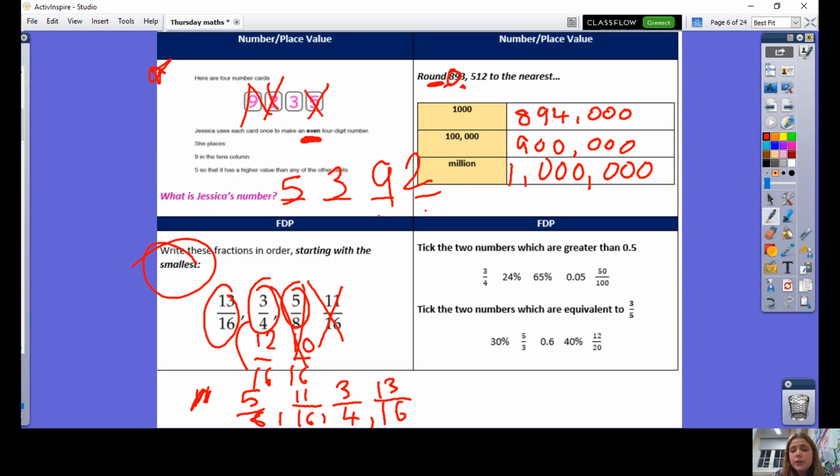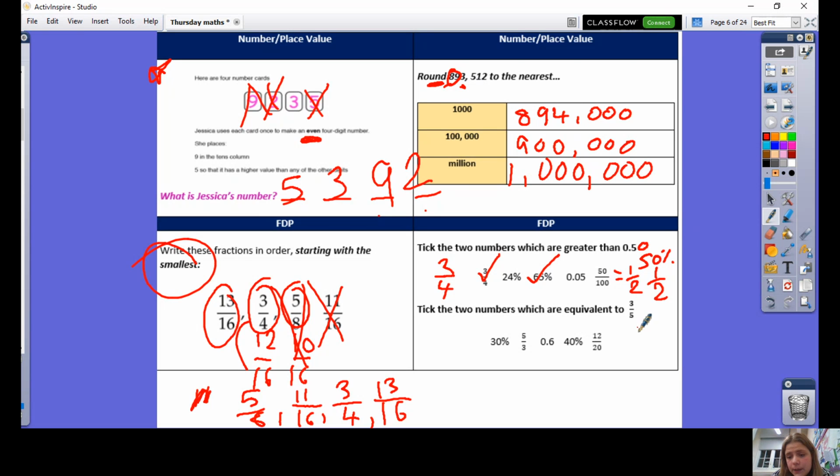Okay, tick 2 numbers that are greater than 0.5. Remember, 0.5 is the same as 0.50, it's the same as 50%, and it's the same as 1/2. So I look at these and I want to know if they're greater than 1/2. 3/4 I know is greater than 1/2, and to double check, I'll convert my half into quarters. That's 2/4. Yes. 24%, no, that's less than 50%. 65%, yes, that's greater. 0.05 is less than 0.5, and 50/100 is the same as 1/2, so I should not tick it.